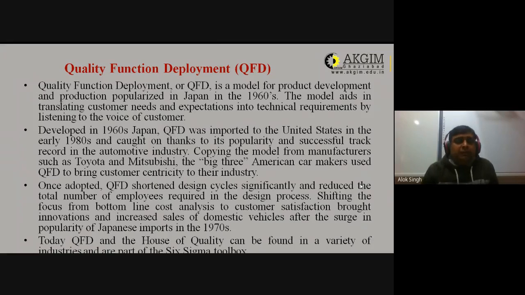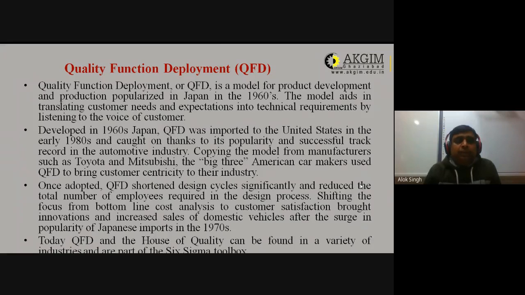Developed in 1960s Japan, QFD was imported to the United States in the early 1980s and caught on thanks to its popularity and successful track record in the automotive industry. If you talk about quality function deployment, it was first adopted by the automotive industry. Copying the model from manufacturers such as Toyota and Mitsubishi, the big three American car makers used QFD to bring customer centricity to their industry.